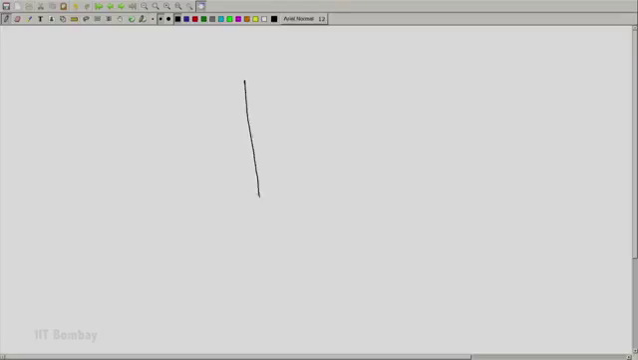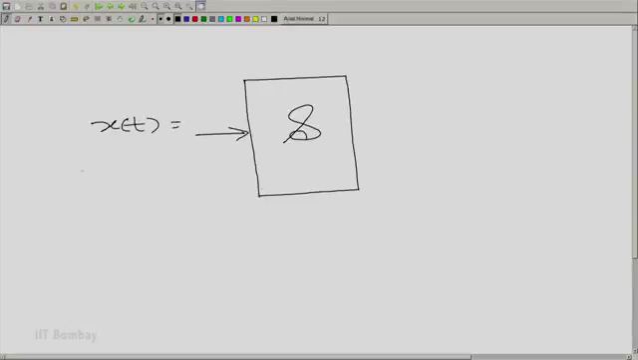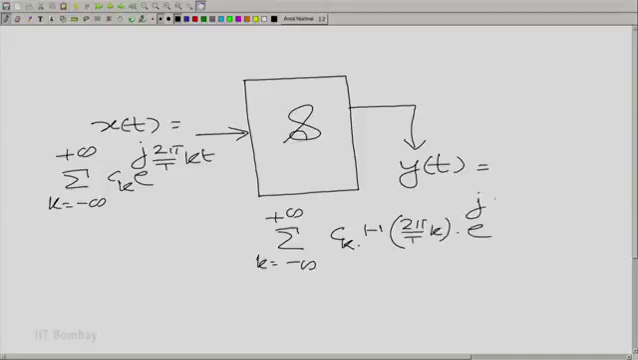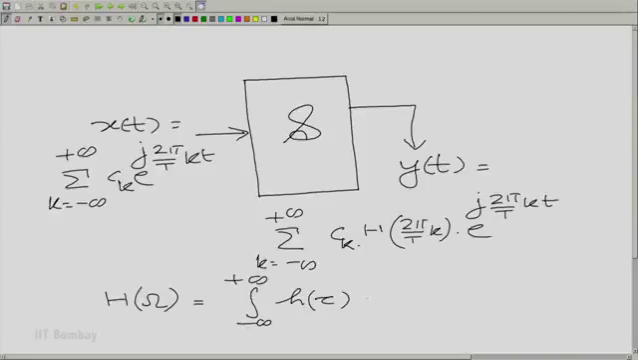We have this system S, we have given x(t) equal to summation k going from minus to plus infinity C_k e raised to the power j 2 pi by T times kt, and what we get is in fact the Fourier series representation of the output, and that is summation k going from minus to plus infinity C_k H evaluated at 2 pi by T times k multiplied by e raised to the power j 2 pi by T times kt, where capital H evaluated at any omega is essentially the integral.